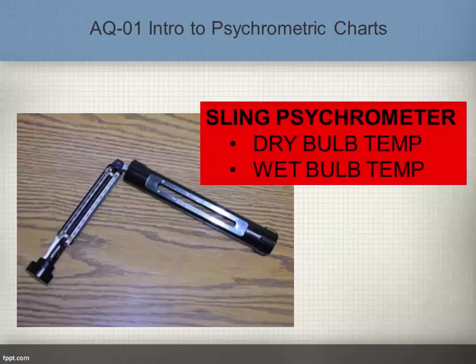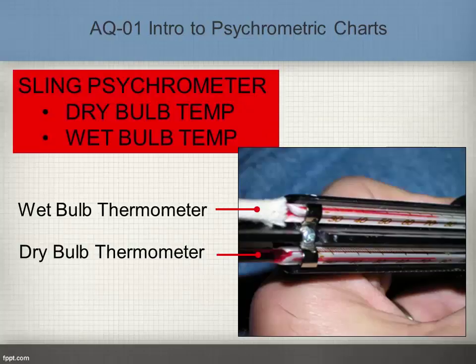Frequently, the measurement of air quality begins with the use of a psychrometer. This instrument measures both the dry bulb temperature and the wet bulb temperature of an air mass. The dry bulb thermometer measures the standard temperature of an air mass. The dry bulb thermometer can be compared to any thermometer that measures temperature.